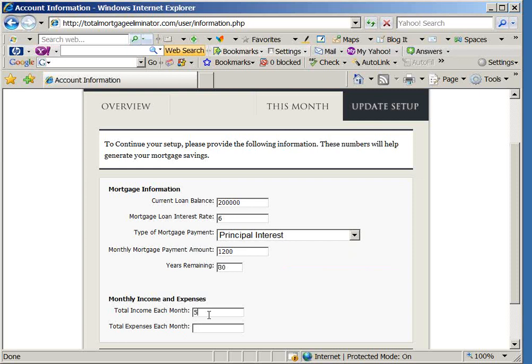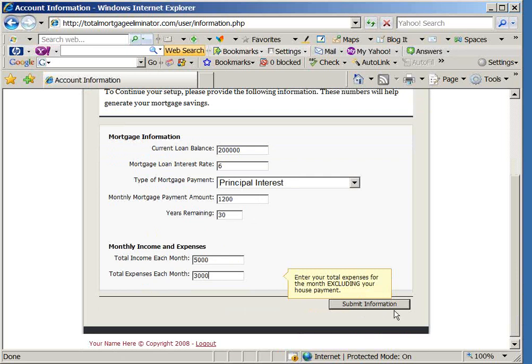Tom's income is $5,000 per month. That's $5,000 net income, spendable income. And Tom has $3,000 worth of expenses excluding his house payment.